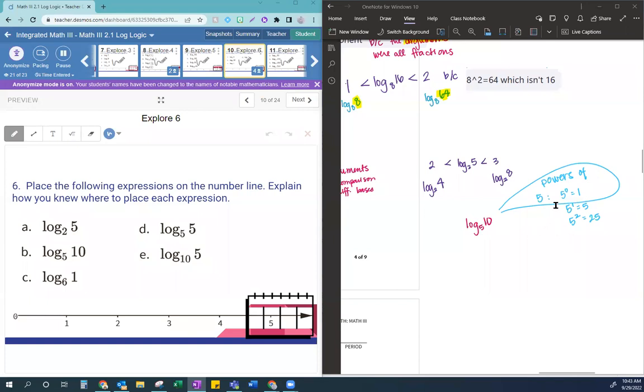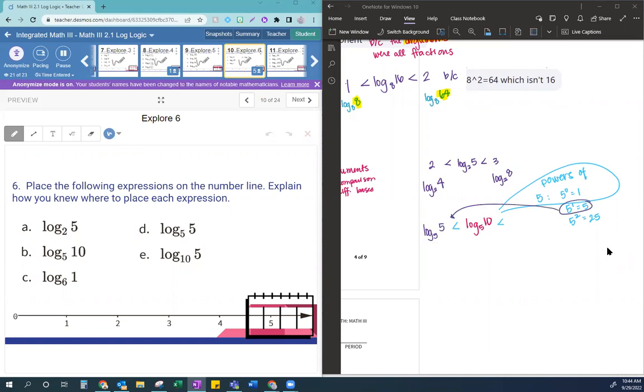Okay, so I'm thinking about these powers of 5. So 5 to the 0, 1. 5 to the first, 5. 5 squared, 25. Do you see how this 10 fits in between there, right? So then I say, oh, okay, got it. So I'm going to make you sit between this guy here. So I'm going to rewrite him in terms of logs, okay? So I write log base 5 of 5. Log base 5 of 5.